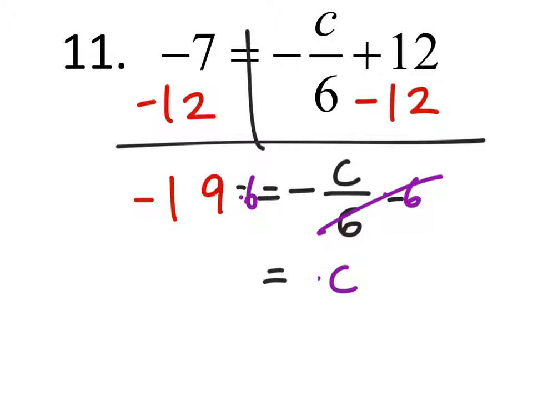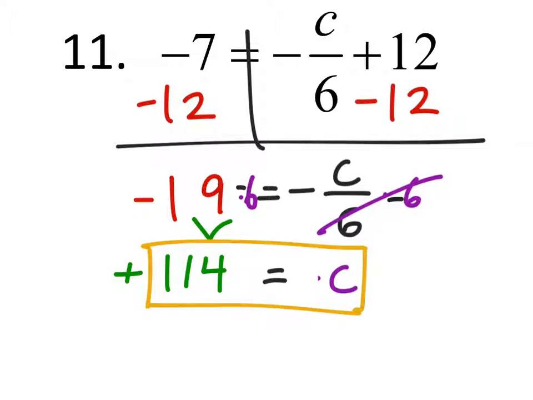So, negative 19 times a negative 6, that's going to create a positive answer, which would be 114. Again, you could use a calculator to check that. And of course, we should check this now. So 114 over 6, that's going to give us 19. So negative 19 plus 12 is indeed negative 7. So yeah, that's good.